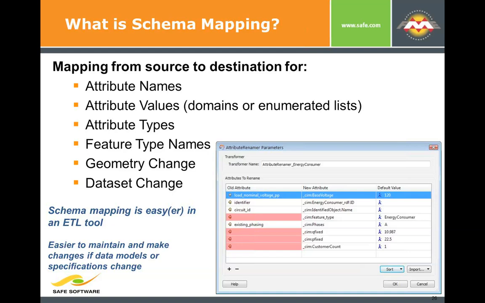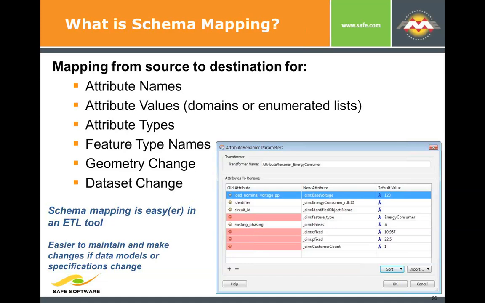in FME for a long time, the attribute renamer, and the additional column there on the right, the default value, has been added so that you can set up these schema mappings, and if you don't yet know what the source attribute is, you can leave it blank and it will create that default value for you. So it's a kind of a little mini schema mapper. And using tools like this, it's relatively easy to maintain.